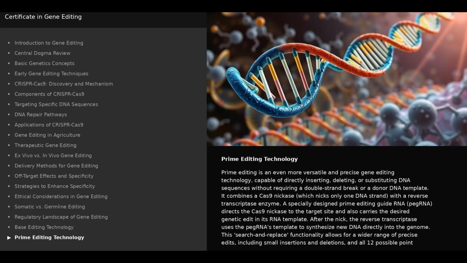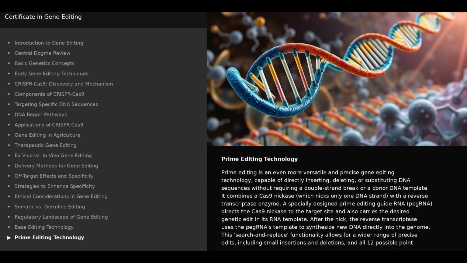Prime editing technology. Prime editing is an even more versatile and precise gene editing technology, capable of directly inserting, deleting, or substituting DNA sequences without requiring a double-strand break or a donor DNA template. It combines a Cas9 nickase, which nicks only one DNA strand, with a reverse transcriptase enzyme. A specially designed prime editing guide RNA, pegRNA, directs the Cas9 nickase to the target site and also carries the desired genetic edit in its RNA template.